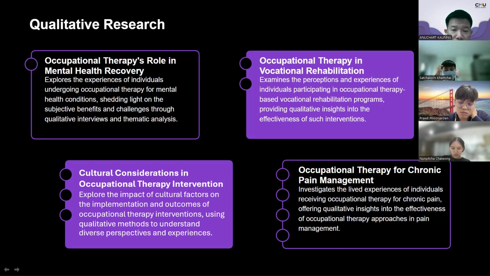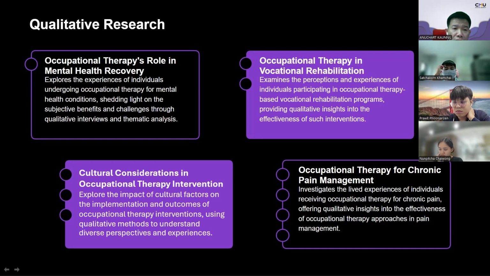Thematic analysis is used to analyze it. Another example is occupational therapy in vocational rehab. For workers who experience something in their work, we examine their perception and experience of the OT vocational rehabilitation program. And what about their feeling? This is why we use qualitative methods to collect data from them and interpret it in terms of the intervention. They might feel better, feel good, feel guilty. We don't know. It depends on their voice.